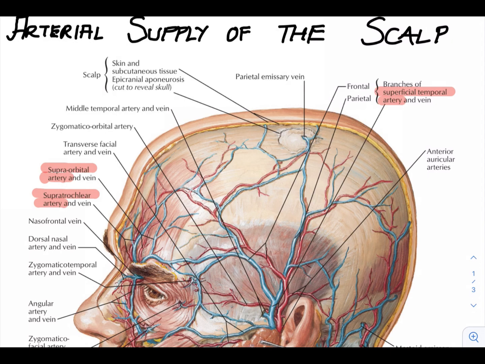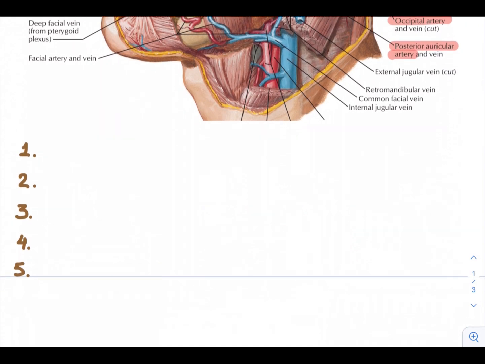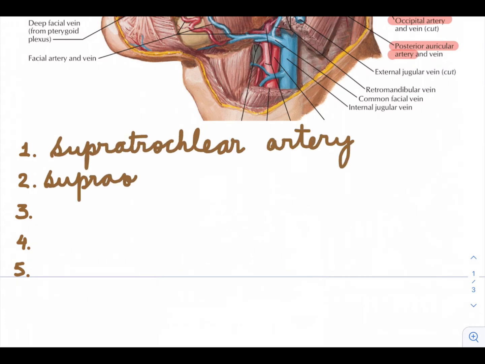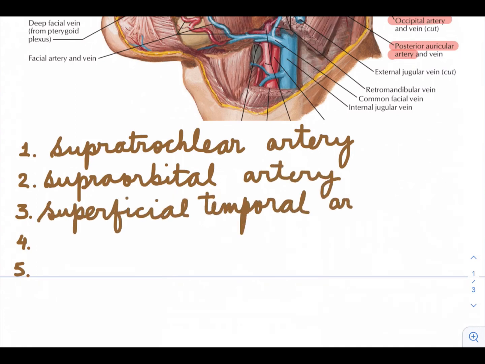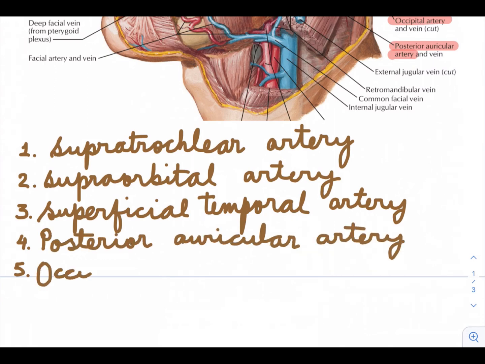the supratrochlear artery, the supraorbital arteries, the superficial temporal artery, the posterior auricular artery, and finally, the occipital artery. So let's write them down. All right, so now let's discuss these arteries one by one.